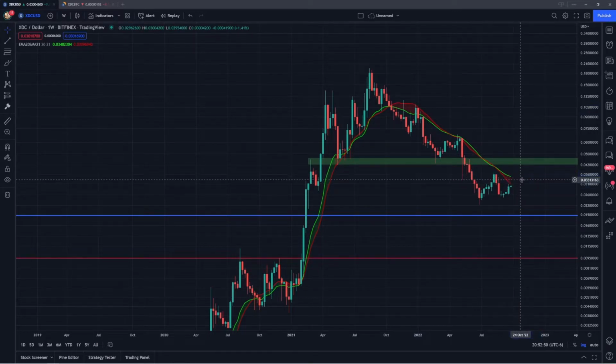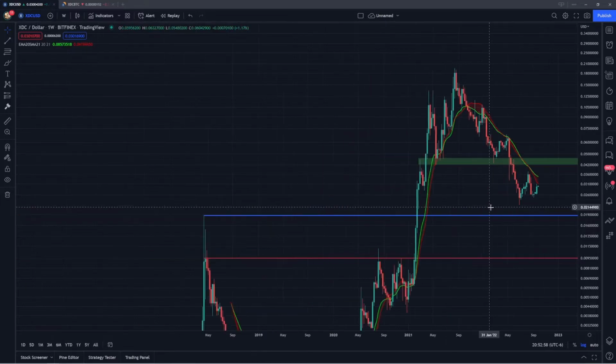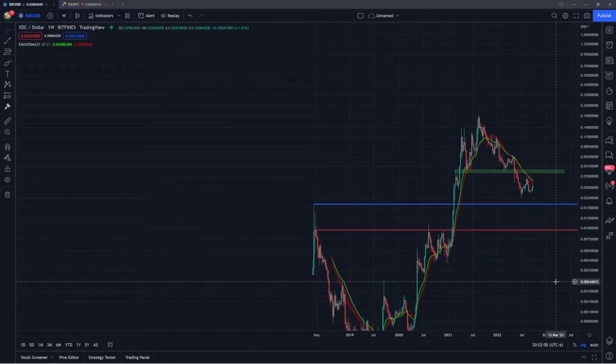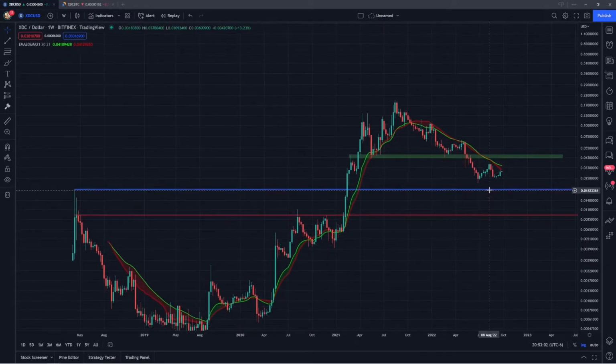Now, if we don't have something like that again, and we do have a rejection similar to that of May as well as January, then watch out to see if the current support levels can hold. And if not, the next level I'm going to be looking at here on the longer term time frame is going to be this level around 1.8 to 1.9 cents.